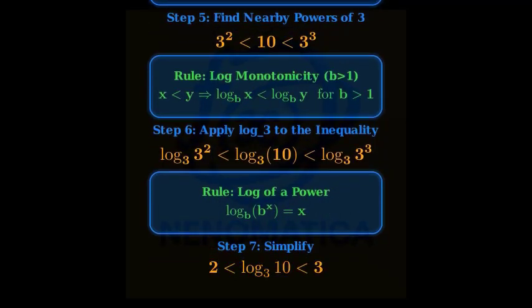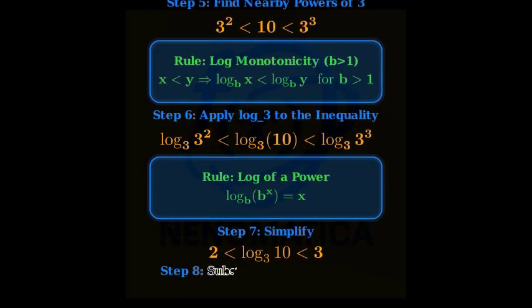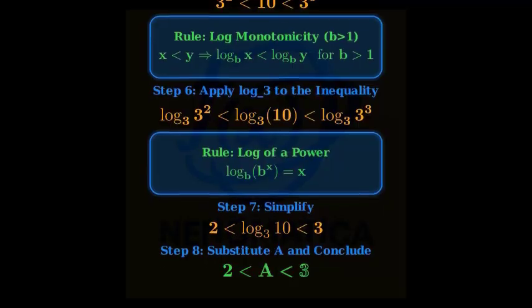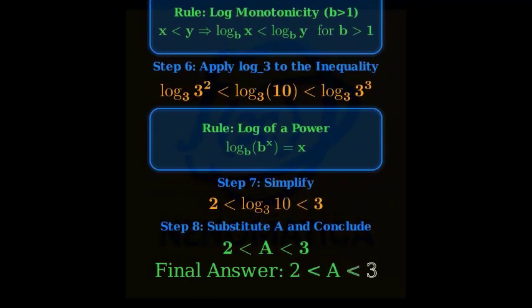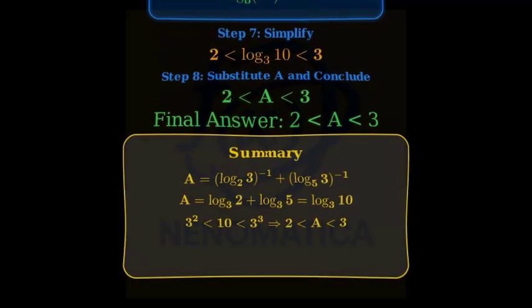Simplify the ends using log base b of b to the x equals x. This yields a clean numeric bound. Finally, recall that a equals log base 3 of 10, so substitute a to get the interval for a. Let us wrap up with a short summary.